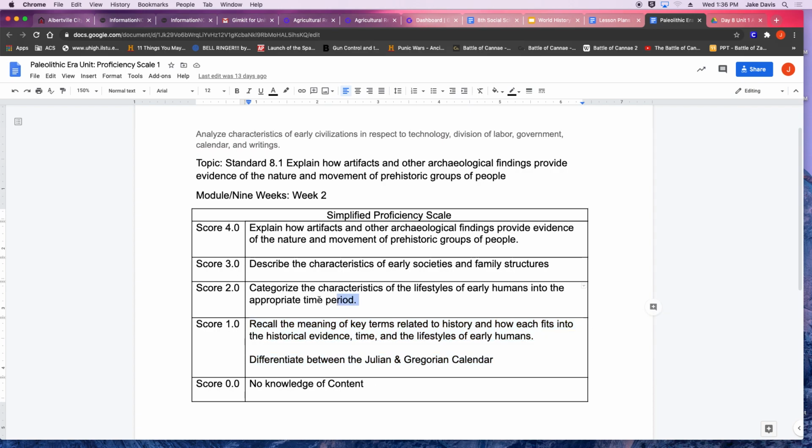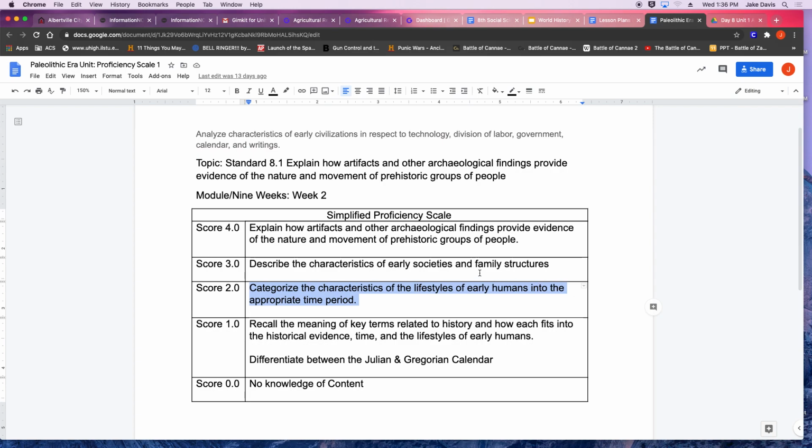Category 2, or proficiency level 2, says categorize the characteristics of the lifestyles of early humans into the appropriate time period. So we're going to start learning about that today, and pretty much what we actually started yesterday with the apples and oranges activity. You're going to have a characteristic, and you're going to tell me whether that characteristic belongs in the Neolithic era or the Paleolithic era. So like A will be Paleolithic, B will be Neolithic, and if it says created or you learned how to harness fire, or to create fire, then your answer would be Paleolithic period. If it's invented agriculture, that would be Neolithic period. Okay, so that's what that one's going to be.